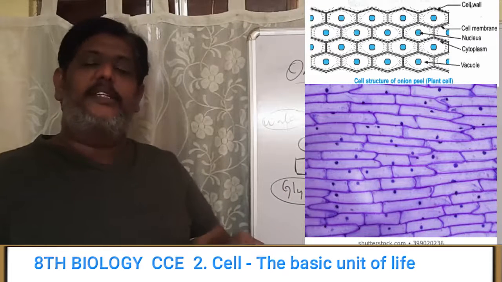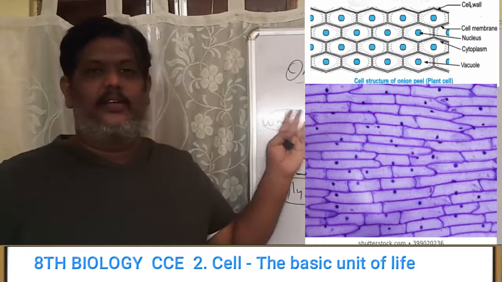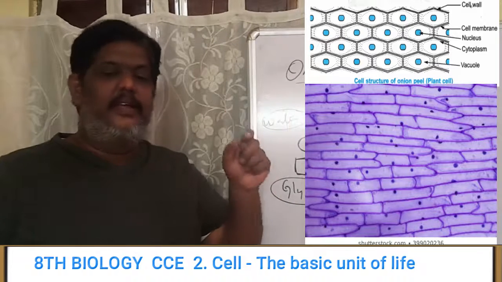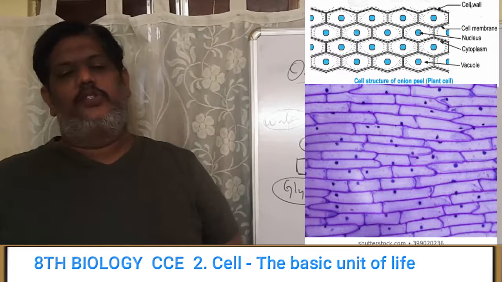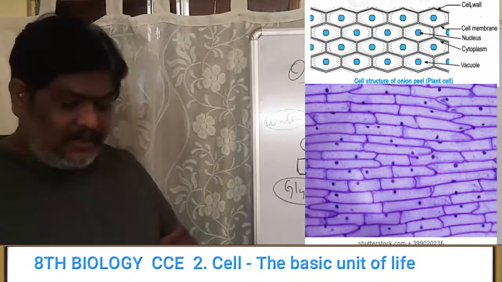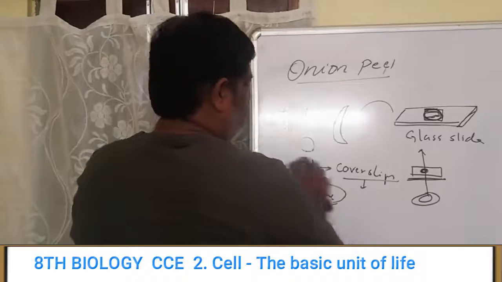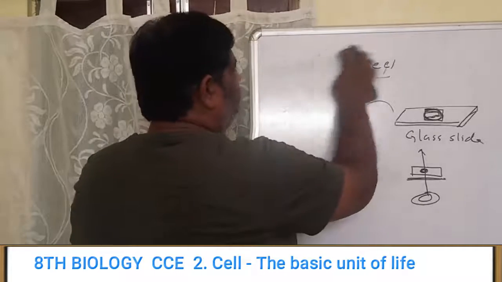And if you do this experiment in your school lab, you can definitely see these structures very easily with the available microscope at your school level. So now this is what we can do. And the second one is how to observe animal tissues.